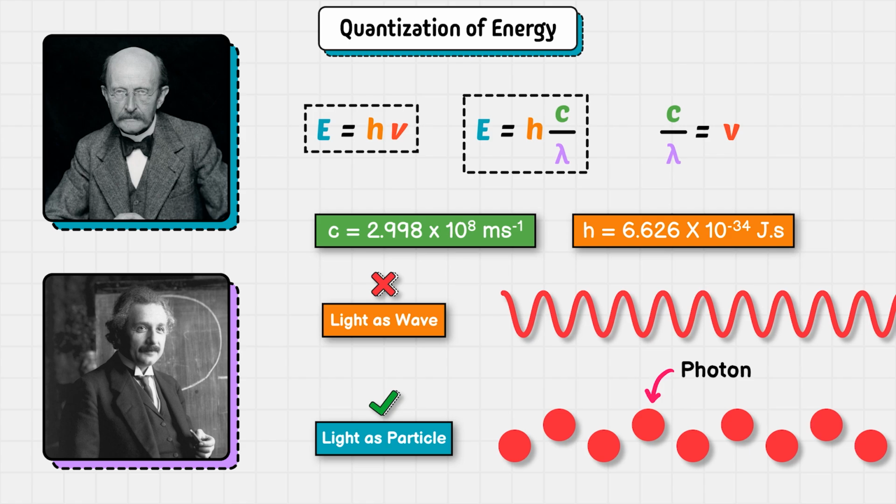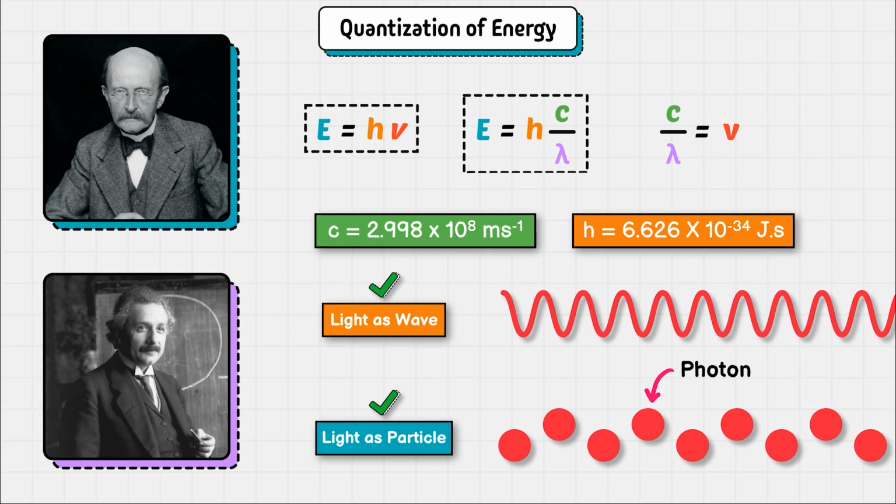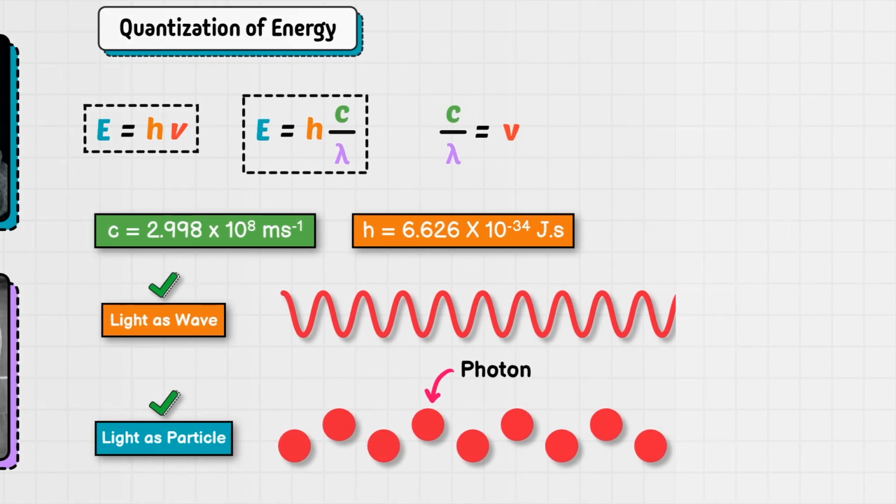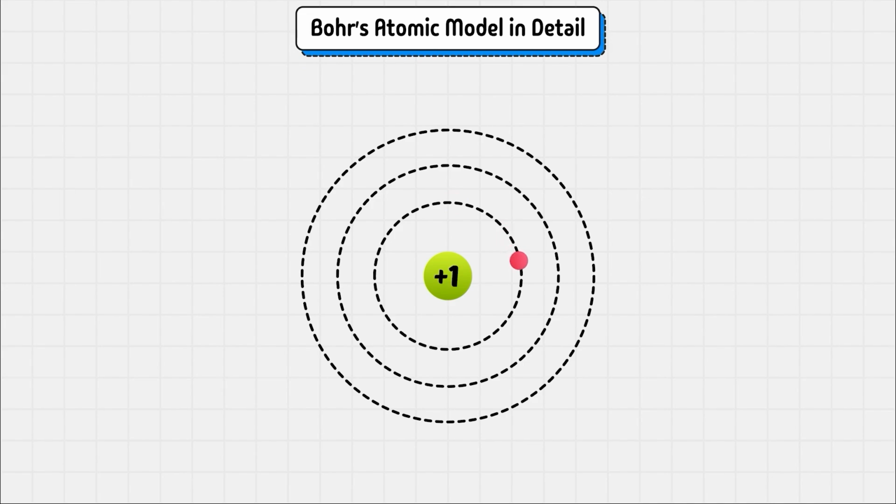However, over time, scientists concluded that light actually behaves as both a particle and a wave. In some situations, it acts like a particle, and in others, it behaves like a wave. This was a revolutionary idea because it helped explain many scientific phenomena, but this is a topic for another discussion. For now, let's return to Bohr's atomic model and understand it using the concepts of quantum theory.